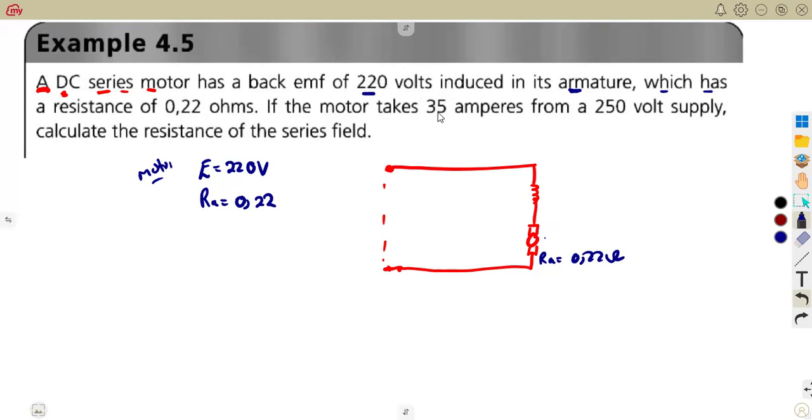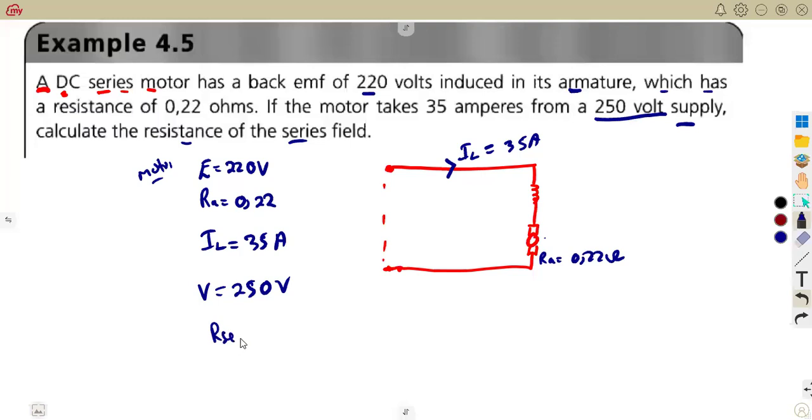If the motor takes, meaning to say from what? From the supply, it is taking in, like I said, a motor, it takes in. So that is the load current that you're given, 35 amperes. From what? 250 volt supply, which is our terminal voltage. Calculate the resistance of the series field. You do not know the resistance of the series field here.